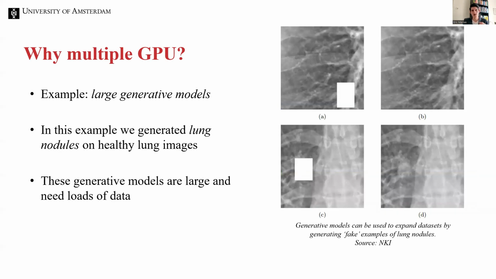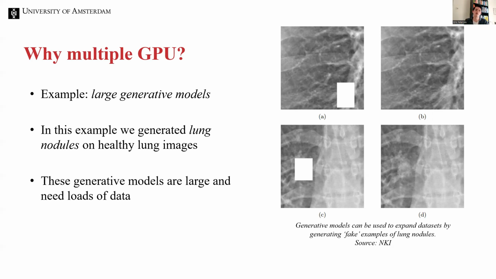So another example is more one of my own. Together with a PhD student, we set out to create artificial images of lung nodules. Nodules can be a lot of things, but they could be tumors, for example. The idea is that you can extend the existing data by just creating fake images alongside it.